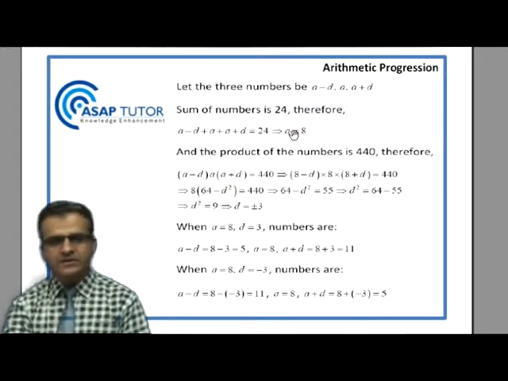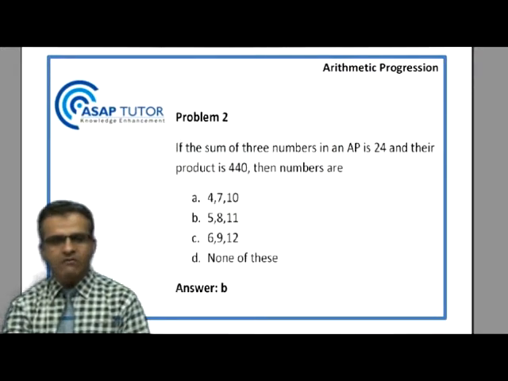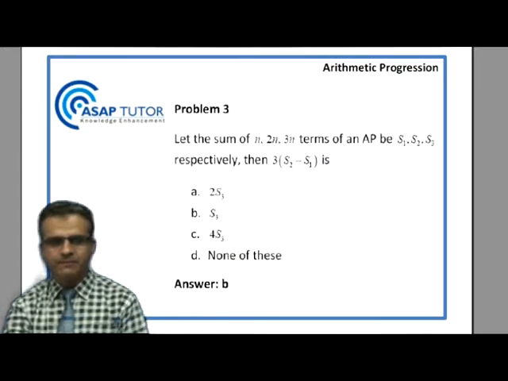Now A is equal to 8 we got, and D is equal to plus minus 3. When A is equal to 8, D is equal to 3, we get the numbers as 5, 8 and 11. And when it is minus 3, then also we are getting the numbers as 11, 8, 5. So therefore the correct values are 5, 8, 11, that is option B.